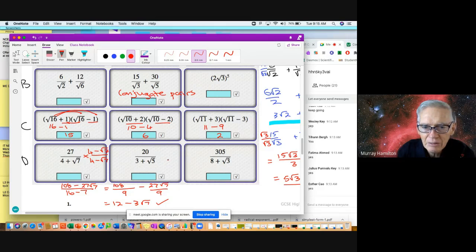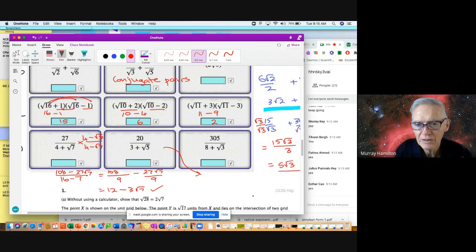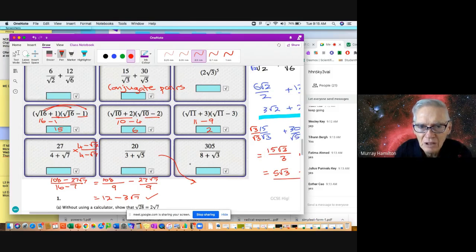And the next one, rationalizing the denominator down here. So we'll go over here and do it. We have got to multiply the top and the bottom. Actually, I'll start at the top here. We've got to multiply the top and the bottom by 3 minus root 5 over 3 minus root 5.